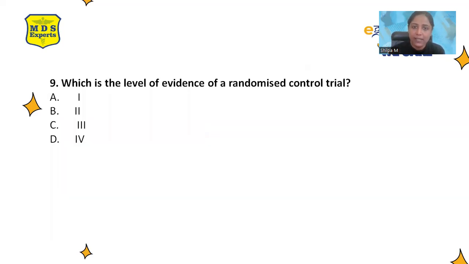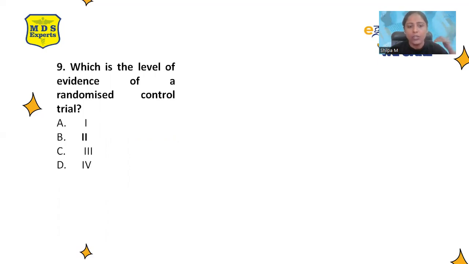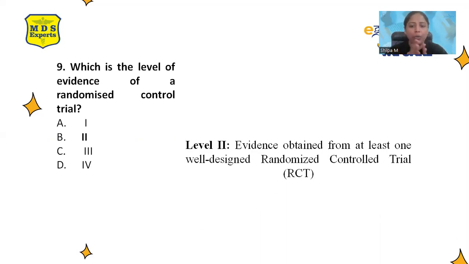Now we come to an evidence-based dentistry question, which is the level of evidence of a randomized controlled trial. So if you start from the lowest level of evidence like case reports, editorials, opinion papers, and you go to the highest level of evidence. So it goes from the lowest level 7 to the highest level 1. Level 1 like systematic reviews and meta-analysis. So you have level 2 for a randomized control trial, which is just below level 1. So the answer is level 2, which is the level of evidence for a randomized control trial. Level 2, evidence obtained from at least one well-designed randomized control trial or RCT is level 2.